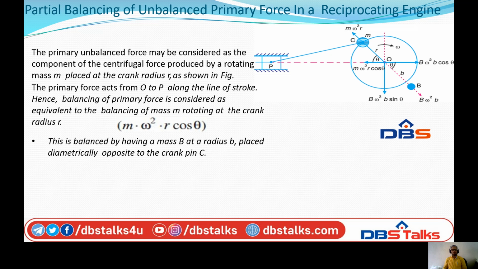When we see in the diagram, the primary force acts from O to P along the line of stroke, which is represented in pink color. Hence the balancing of the primary force is considered as equivalent to balancing the mass m, rotating at the crank radius r, given by m omega square r cos theta. That is the formula we found for the primary unbalanced force in the previous session. This is balanced by having a mass B at the radius b, placed diagonally opposite to the crank.